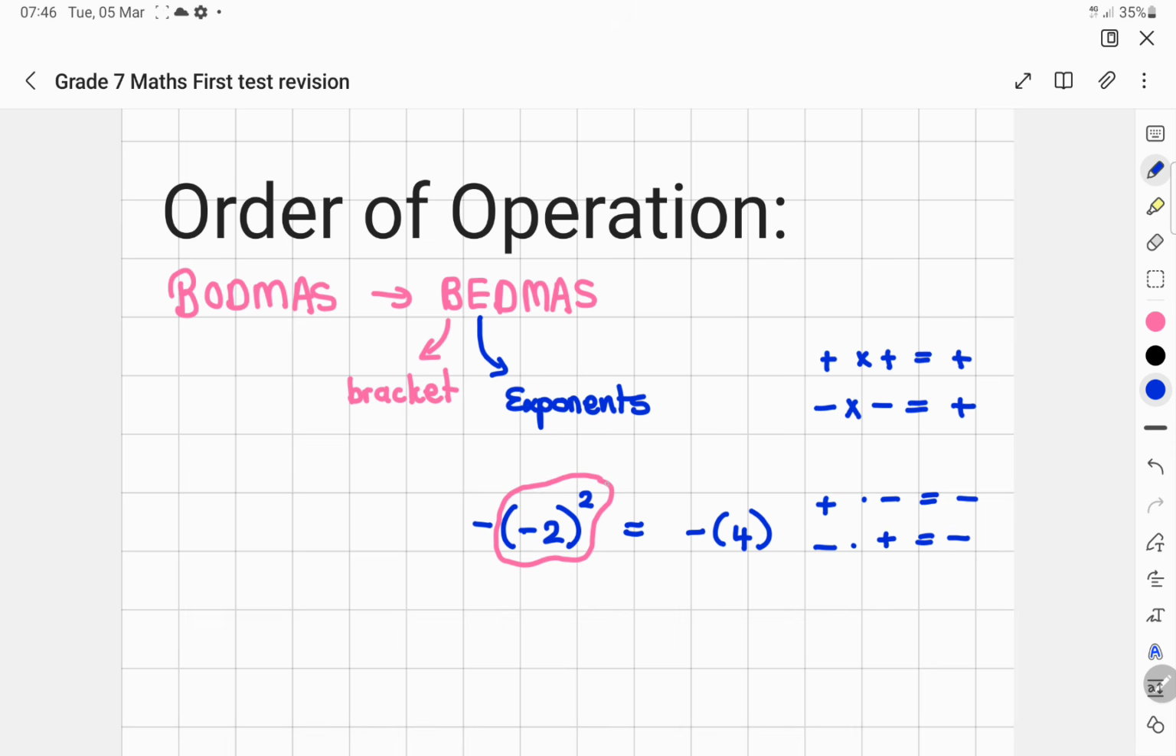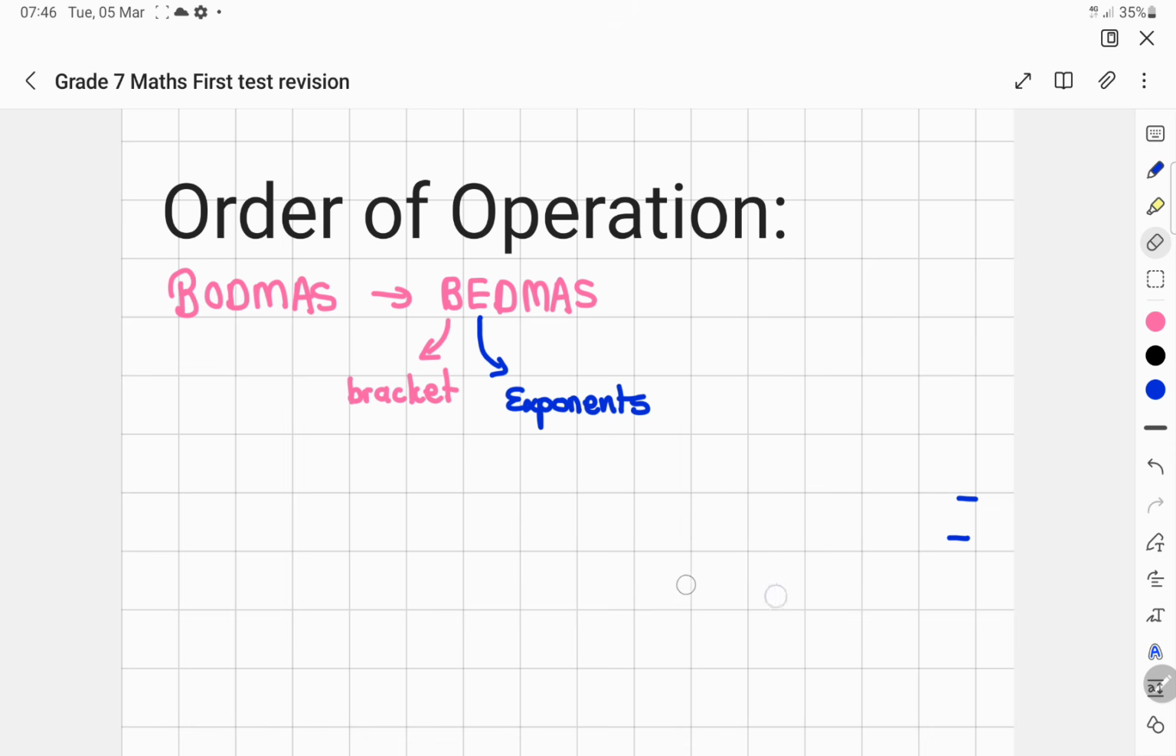Okay, so what it means is your brackets and exponents first, then the negative goes in, so your answer is negative 4. But if you haven't studied that yet, that's okay. It's just a little bit of a stretch. So that is why BODMAS, if you notice, becomes BEDMAS.